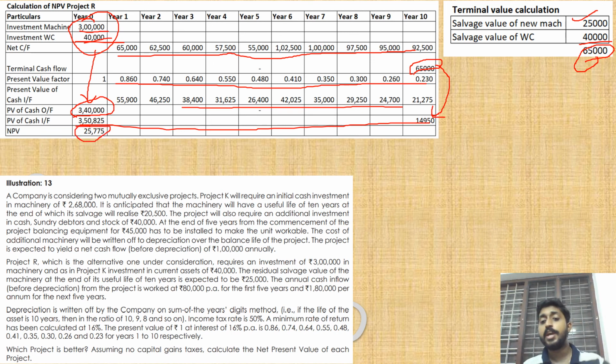25,775 as NPV. Project K was having 5,000 and odd as NPV, and project R is having 25,000 NPV. It's a higher NPV, way higher, 5 times higher. So project R is better.